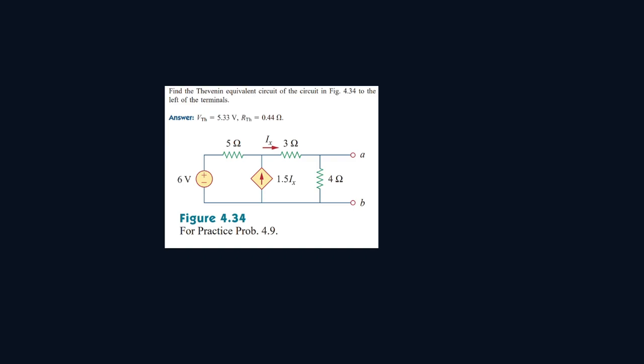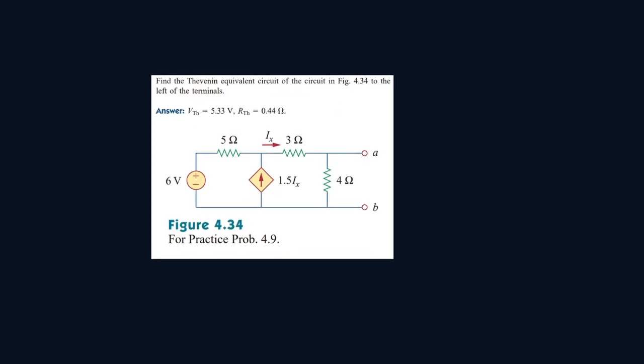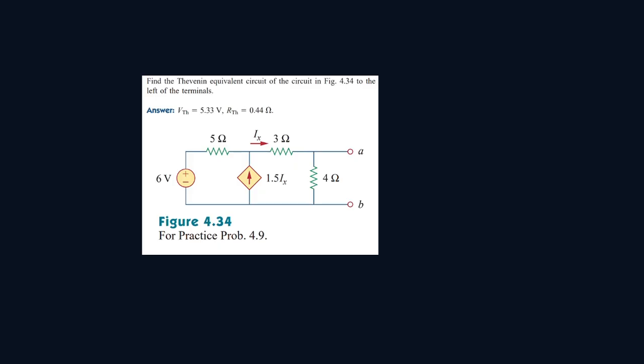Okay, so for this circuit, we have to find the Thevenin equivalent. The answer is already given, but let's actually see how you find them. Let's start by finding RTH. We can turn off this source, but we can't turn off this current source because this is a dependent current source, and you can't just turn them off.